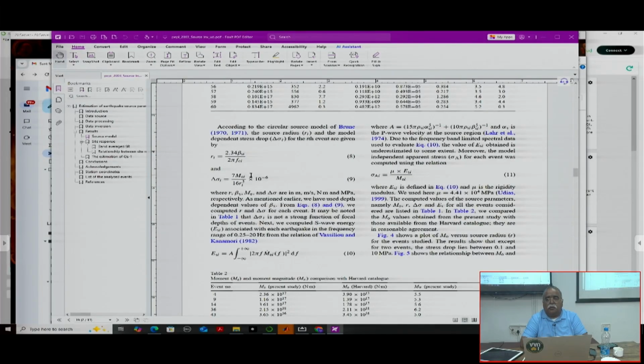So you got it or no? You have already calculated the fc value and the M0 value. So these two values are calculated. So calculate r and the delta sigma. Just only two multiplications, do.